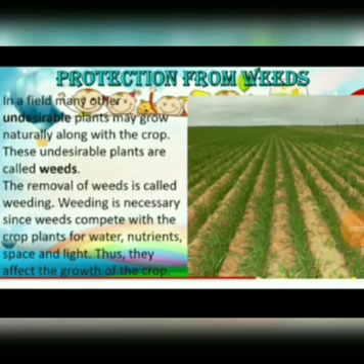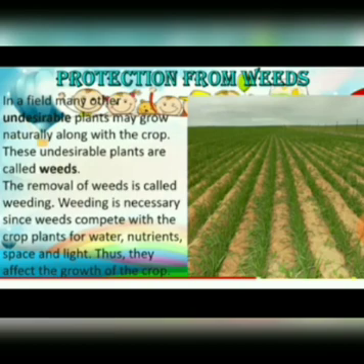Next topic, that is protection from weeds. In a field, many other undesirable plants may grow naturally along with the crop, and these undesirable plants are called weeds. So, unwanted plants are known as weeds, and the removal of weeds is called weeding. So, we remove those weeds.